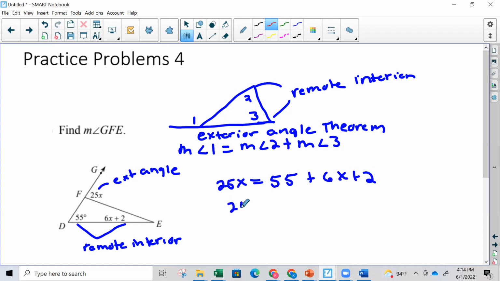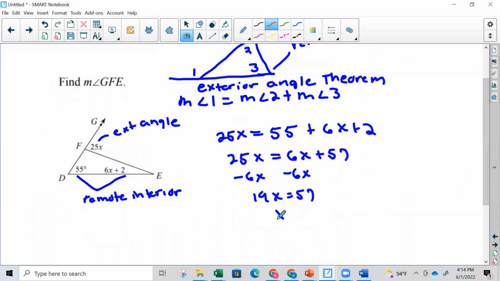Okay, so again, I'm going to combine my like terms. So 55 plus 2 is 57. I have x's on both sides, so I'm going to move the 6x to the other side to combine the variables. So this is 19x equals 57. And then I am going to divide 57 by 19, and I get x equals 3.